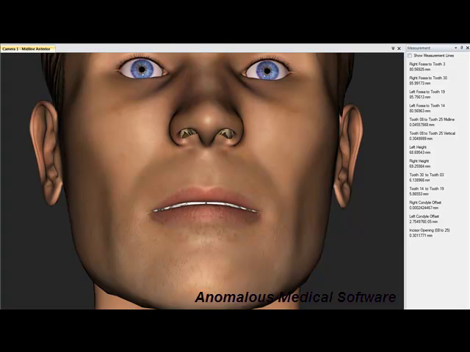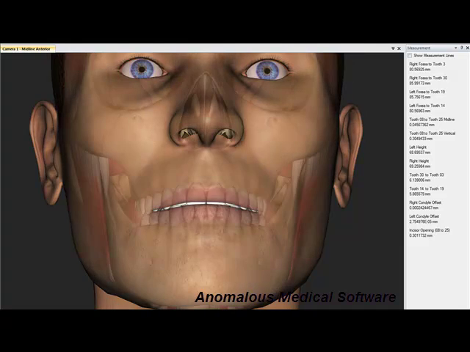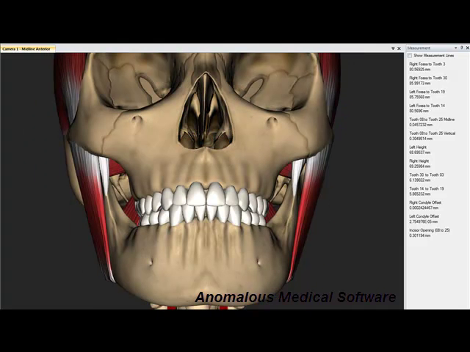Okay, what I'm showing here is anomalous medical software research, real-time image modeling, and the purpose of this video is to demonstrate the link between changes in the temporomandibular joint and changes in the occlusion. This is a controversial area in dentistry where oftentimes it is felt that the temporomandibular joint plays no role in altering the bite relationship. On our model, I'm going to go ahead and remove the skin so that we can look into the deeper portions here.